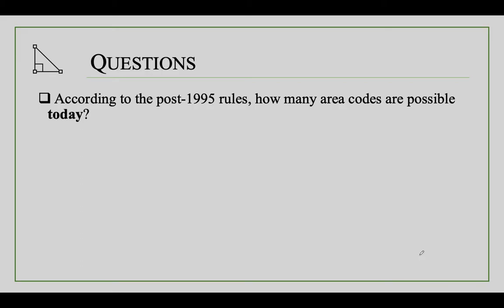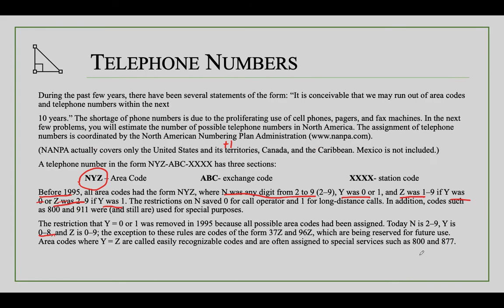According to the post-1995 rules, how many area codes are possible today? Okay. So let's see. The restriction was that y equals 0 or 1 was removed. Okay, awesome. So today, n is 2 through 9. Okay, very nice. The exception of the rules are codes of the form 37Z and 96Z. Okay, got it. Excellent, excellent. Okay, so then let's do that.